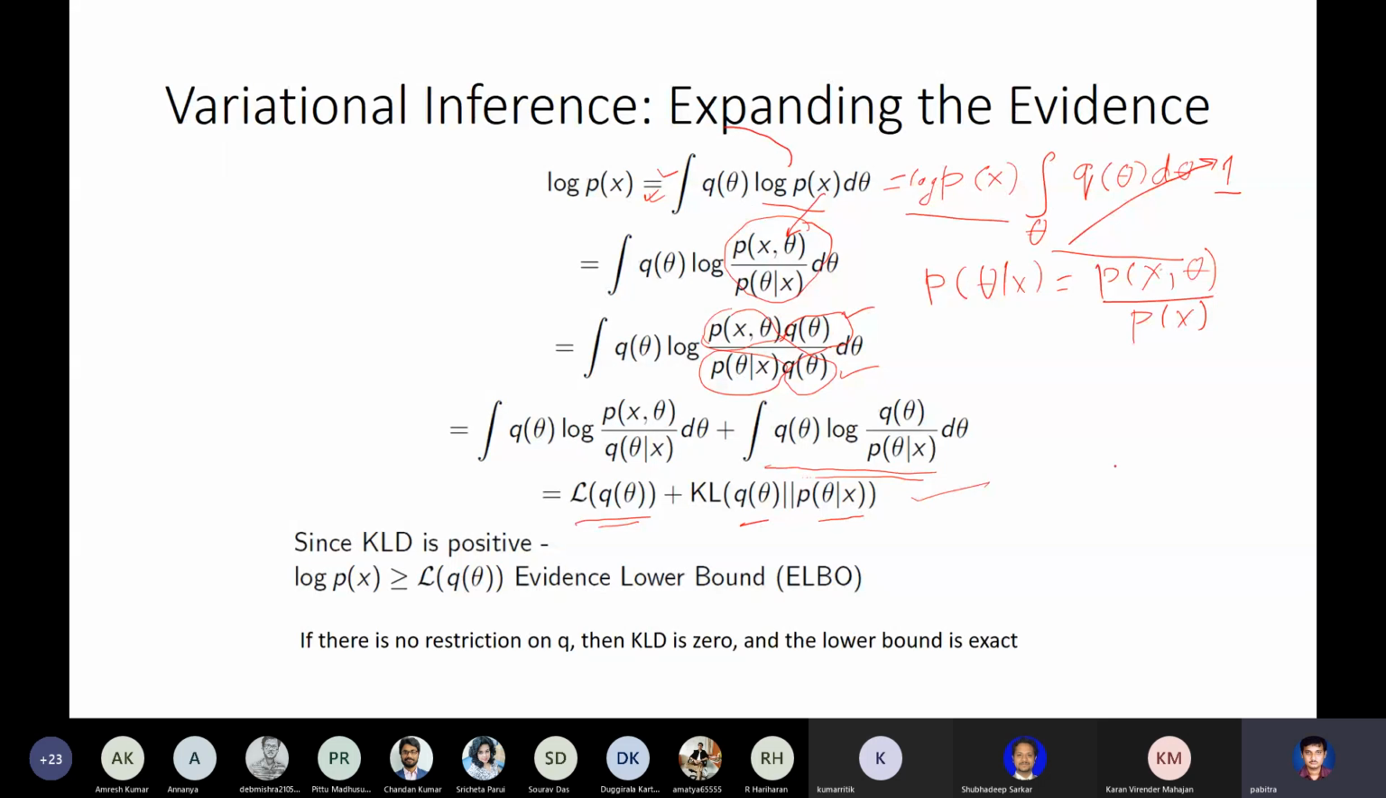All right. Now, both these quantities are important. Sir, the first term in the denominator, is it q(theta) or q(theta given x)? It will be q(theta). I made a mistake. It will be q(theta). I think it easily follows from this. I made an error in this.